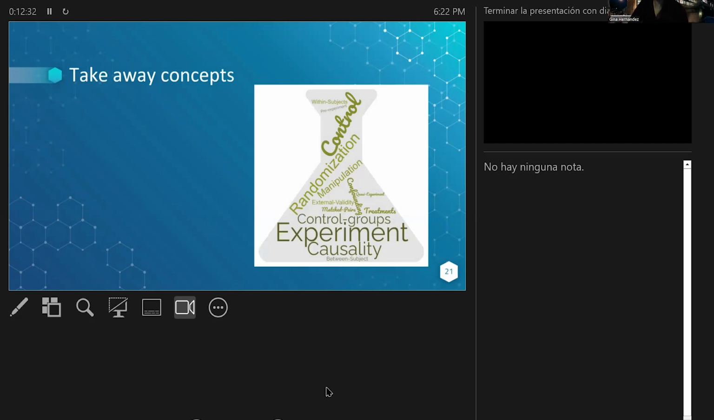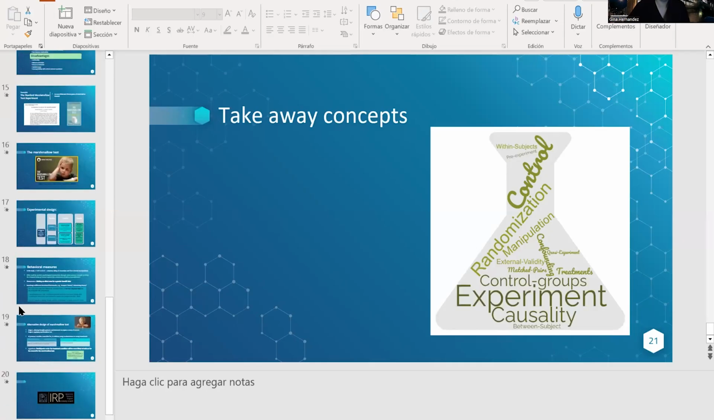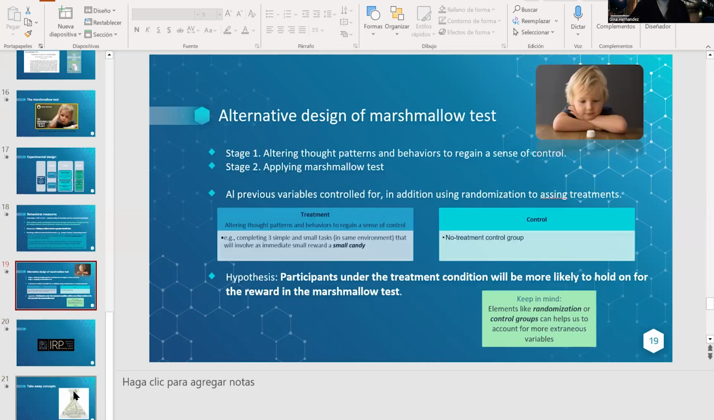So the takeaway concepts for today are having experiments. It's about control, it's about manipulation, it's about randomization in order to imply causality. And we have between subjects and within subjects designs. So this is the kind of thing that we learned today. And I don't know, what do you think about modifying these experiments?